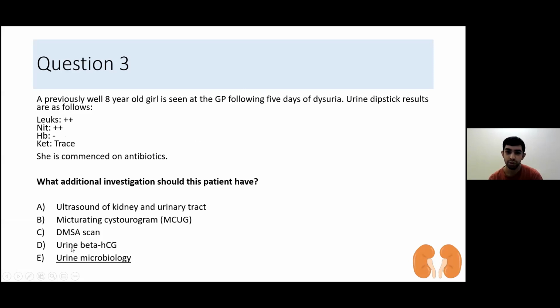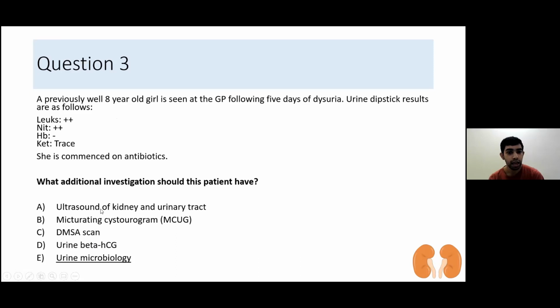Urine beta-HCG would test for pregnancy. And while you would typically do that in a female of reproductive age, especially because you want to avoid giving some antibiotics such as nitrofurantoin or trimethoprim, which are usually first line, because they're teratogenic, an 8-year-old isn't quite at reproductive age. So perhaps we're jumping the gun a bit to do a beta-HCG.